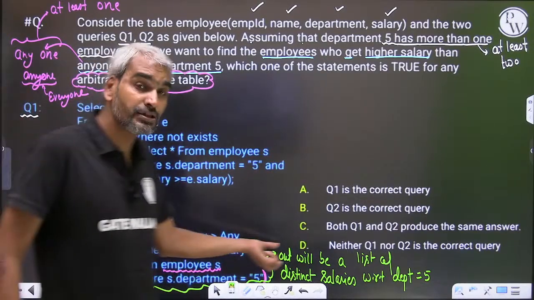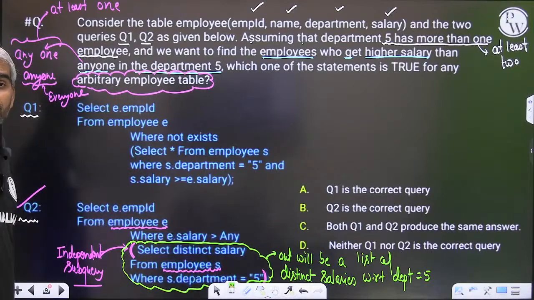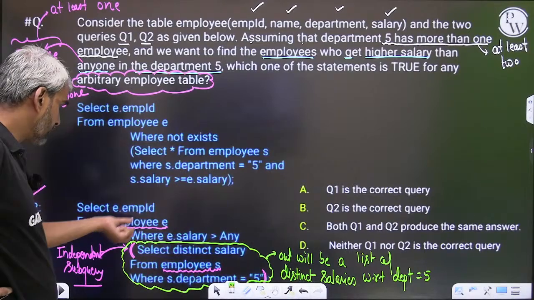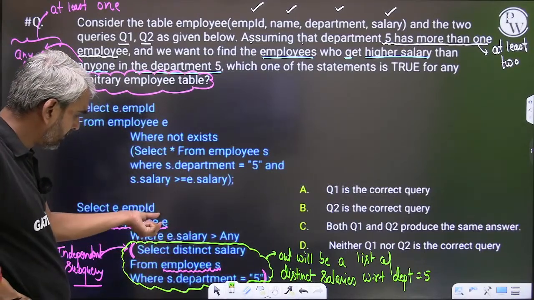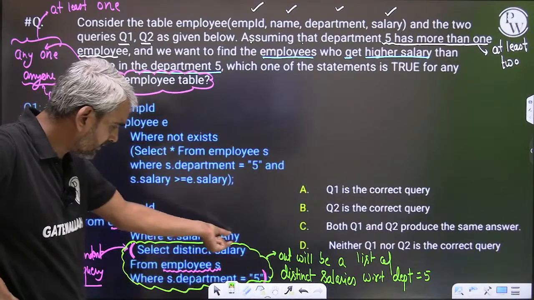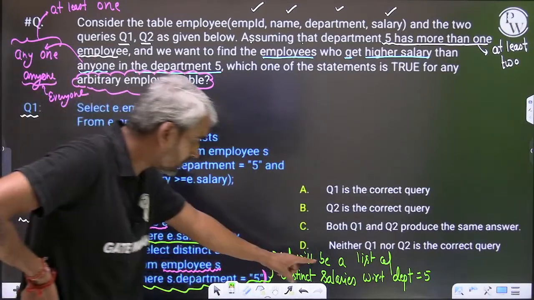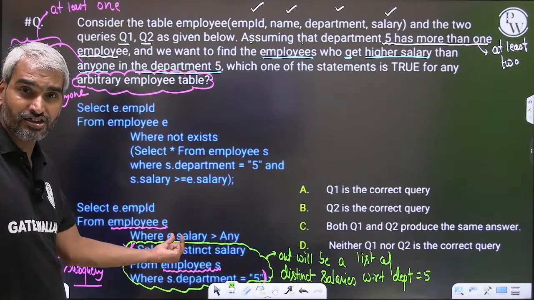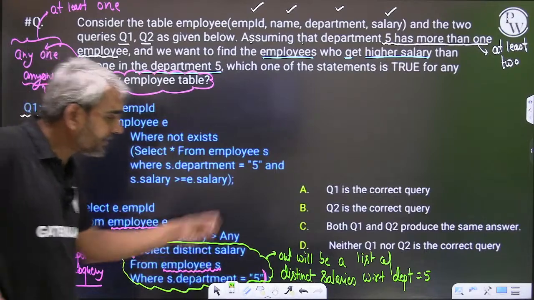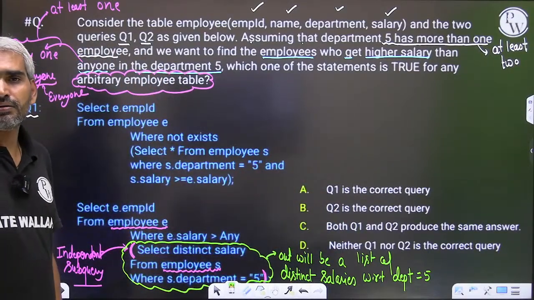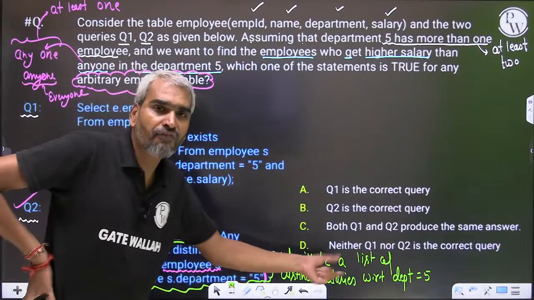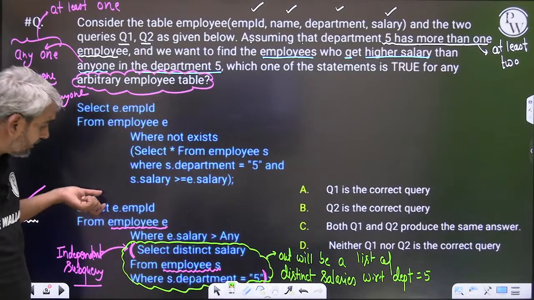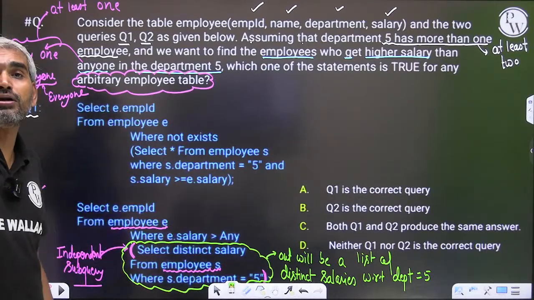So first the inner query will execute, that is, we'll create a list which contains the distinct salaries from department 5. Then you will take the first tuple from the employee table and check whether the salary of the employee in the selected tuple is greater than any of the values in this list or not. So the idea is, if the salary of the employee under consideration is greater than the salary of any of the employees of department 5, then for that particular employee this where condition will be true and the employee ID of that particular employee will be selected.